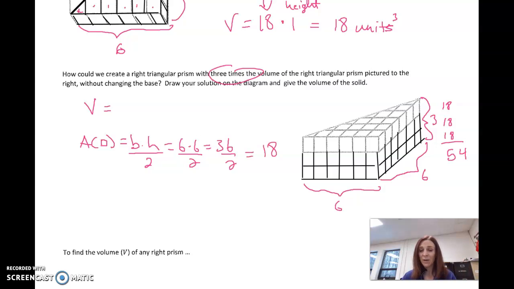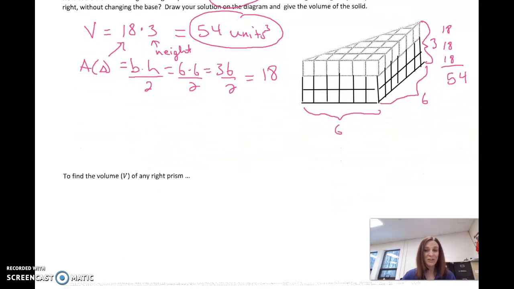So we get 18 here, right? So we're going to take our 18, which is our area of the base figure, the triangle, that I'm going to eventually get right here. But then we have how many of those? 3. And that is our height. So 18 times 3 works out to be 54 cubic units.